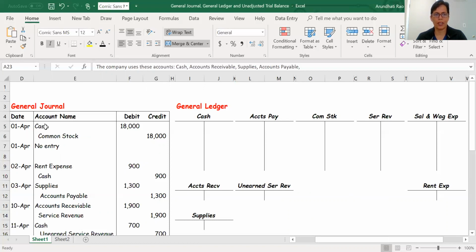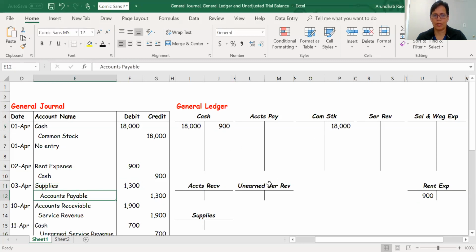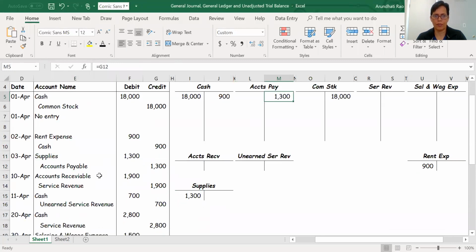So on April 1st, cash was debit, common stock was credit. So the $18,000, I bring it over onto the debit side of cash and $18,000 on the credit side of common stock. Rent expense debit, cash credit: rent expense on the debit side, cash on the credit side. And next item, supplies debit, accounts payable credit. So supplies on the debit side, accounts payable on the credit side. I hope you're getting the hang of this.